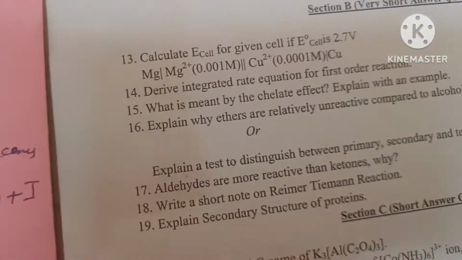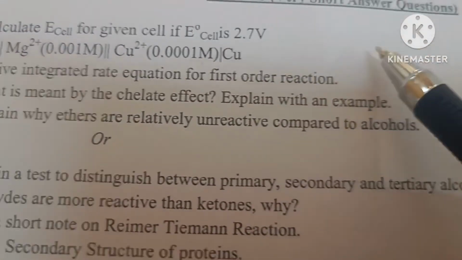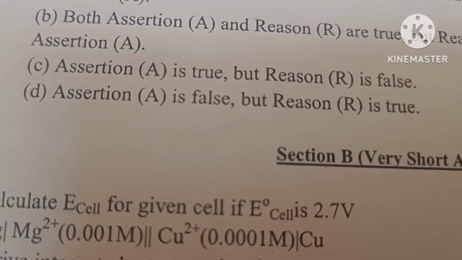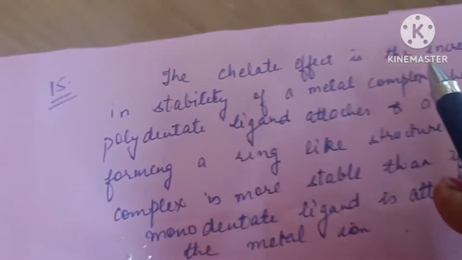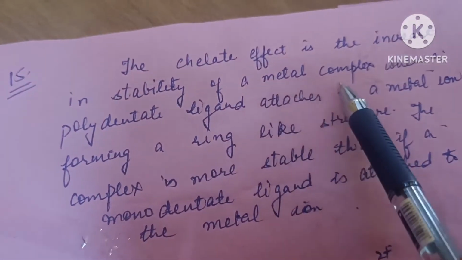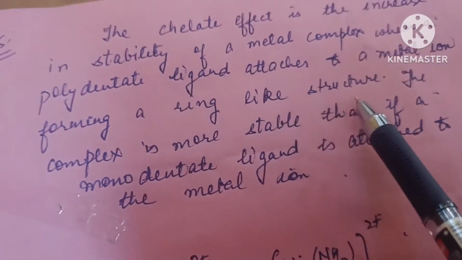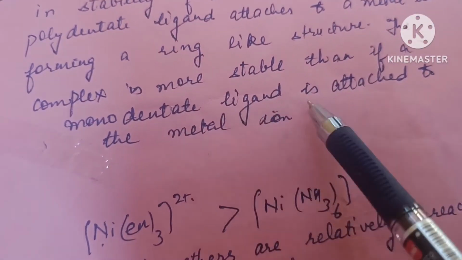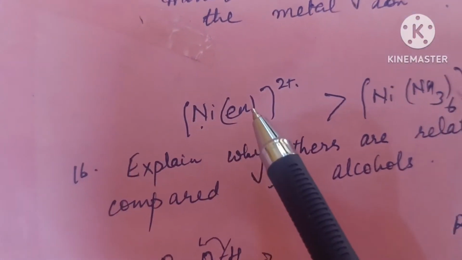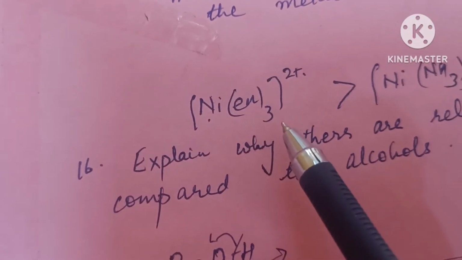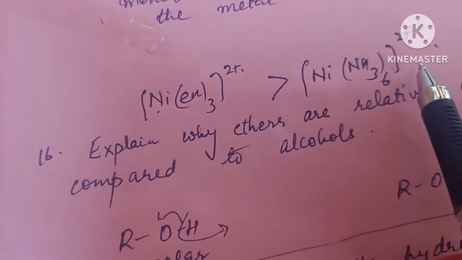Question number 15. What is meant by chelate effect? Explain with an example. If we have a chelating ligand, it stabilizes the complex. So chelate effect is the increase in stability of a metal complex when a polydentate ligand attaches to a metal ion forming a ring-like structure. The complex is more stable than if a monodentate ligand is attached to the metal ion. For example, this is a bidentate ligand, it forms a closed ring compound and increases stability. So tris(ethane-1,2-diamine)nickel is more stable than hexaamminenickel.